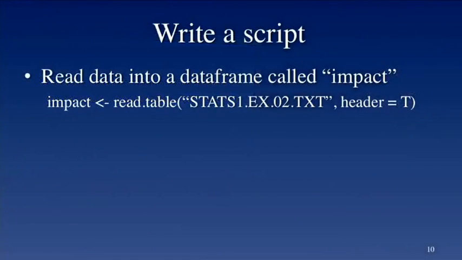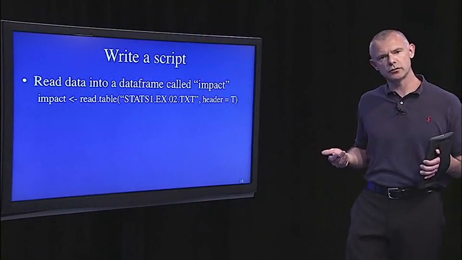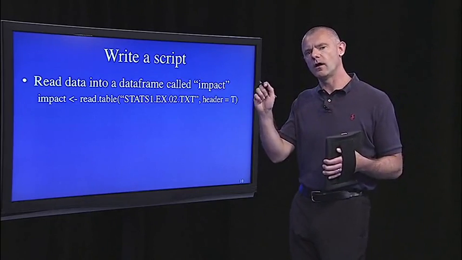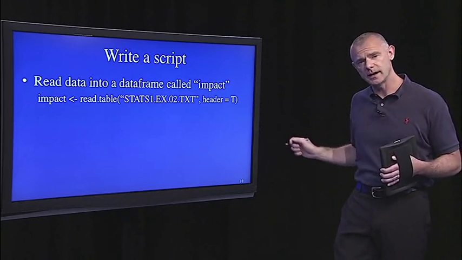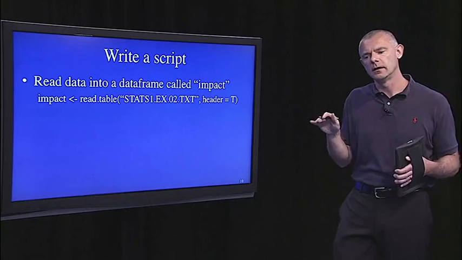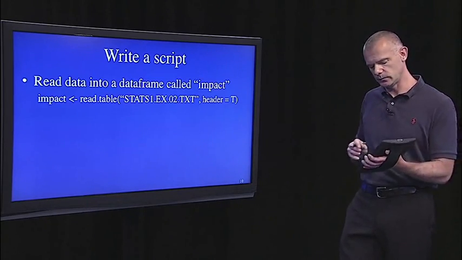Like we did with previous examples and as you've done on assignments, we'll use the read.table function in R. I'm using the read.table function and putting my data into an object called impact. I just made up that name, impact. The header equals T means header is true. That means the top row of my data file, stats1.ex.o2.txt, has the variable names in it. It doesn't actually have data in it, so it's a header. So the header equals true.